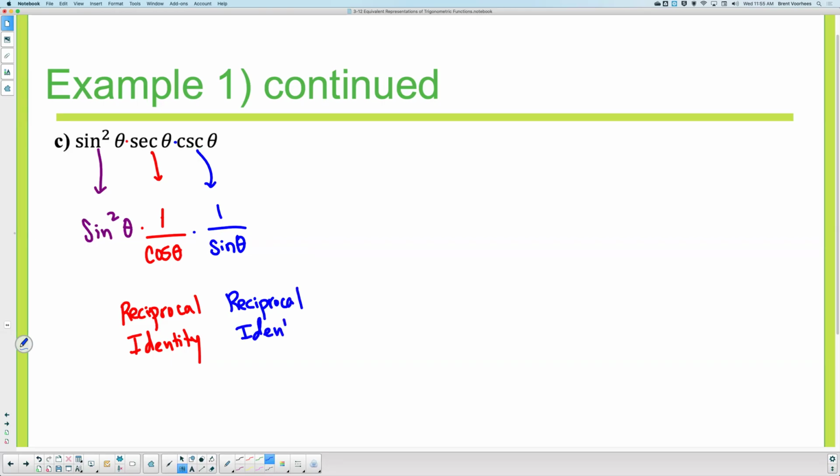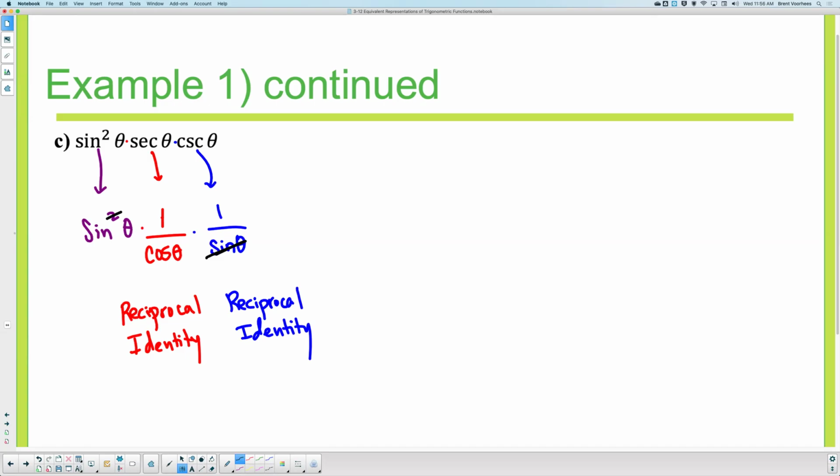What math would happen here? We would multiply and also divide by sine, but something can happen on this math. Sine squared is multiplying. This sine is dividing. What can I do with multiplication and division when they both involve a sine? Cancel. They're opposites. This sine will cancel this squared. It'll cancel one of those sines out.